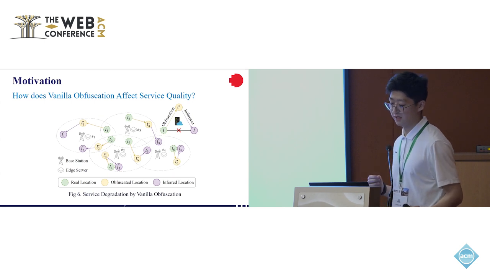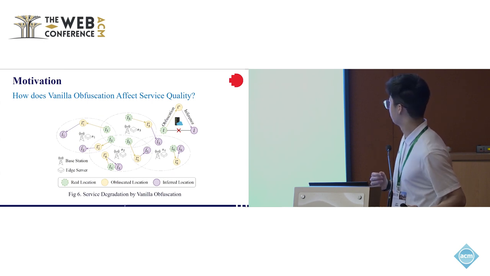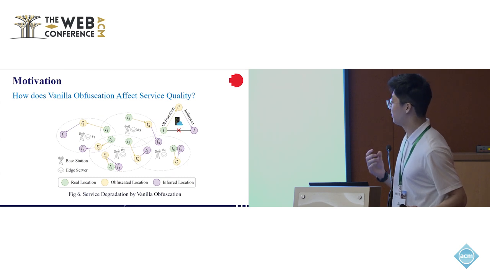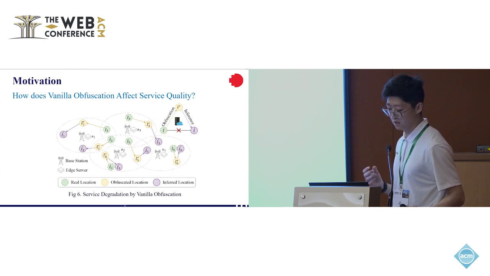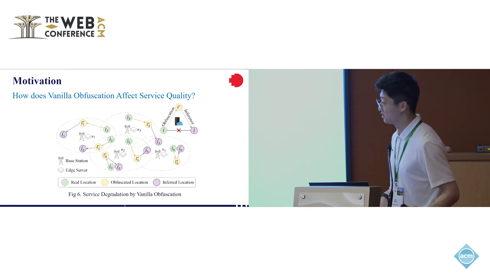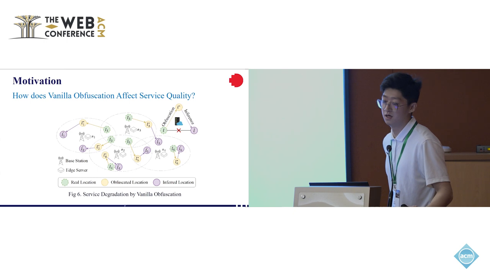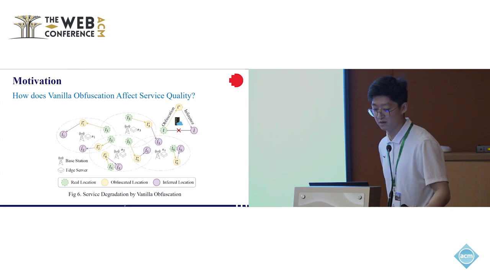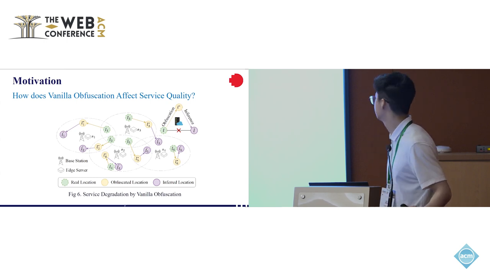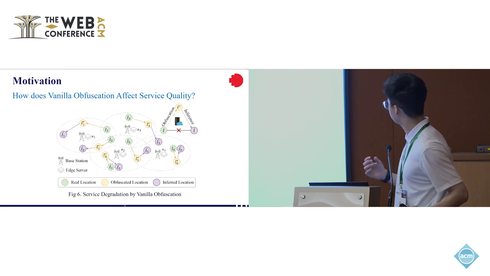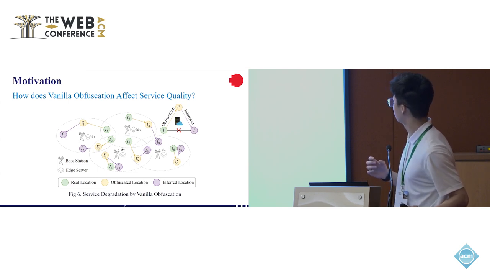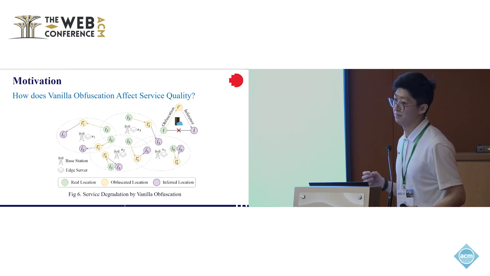However, simply applying geo-obfuscation is not enough, since there might be some issues in the multi-access edge computing system. For example, as a user, his real location is L1, and by applying some geo-obfuscation methods, his uploaded location turns to be L1 star. However, in the whole system, the edge servers might be honest but curious adversaries, so they might launch some inference attack regarding the user's location, for example, from L1 star to L1 hat. In this process, this may cause a great distortion between his real location and the location inferred by the servers.